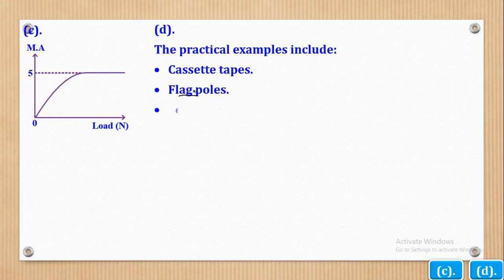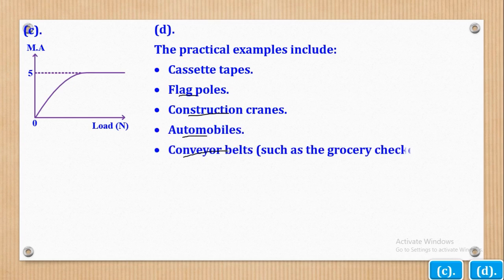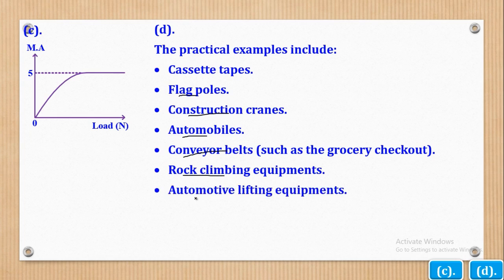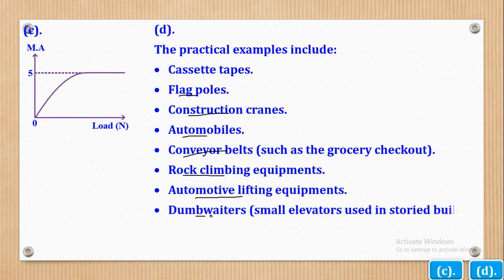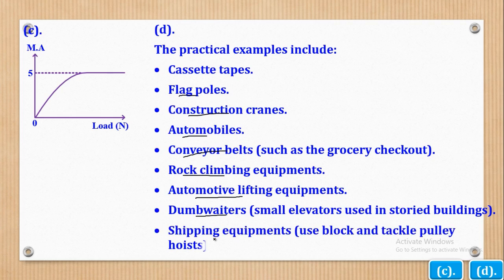Then flagpoles. Next we have construction cranes. Then automobiles, conveyor belts such as grocery checkout, rock climbing equipments. They are also used. Automotive lifting equipments, dumb waiters, small elevators used in storage buildings. Then also ship equipments which use block and tackle pulley hoists.